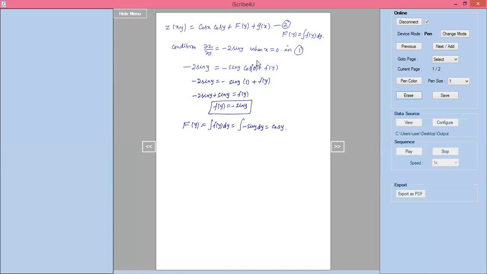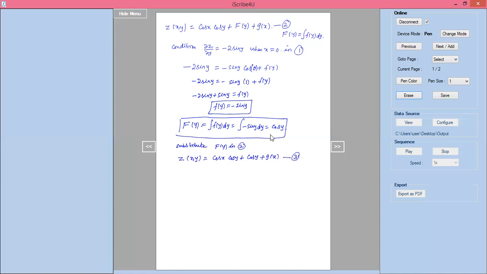Now I can substitute capital F of y, what I got. I got cos y. I'll explain. F of y should be minus sin y. Minus sin y into dy should be minus cos y. Minus of minus should be plus, plus cos y you will get. Now substitute capital F of y in equation 2. If you substitute in equation 2, z of x comma y equal to cos x into cos y plus cos y plus g of x, which is equation number 3.